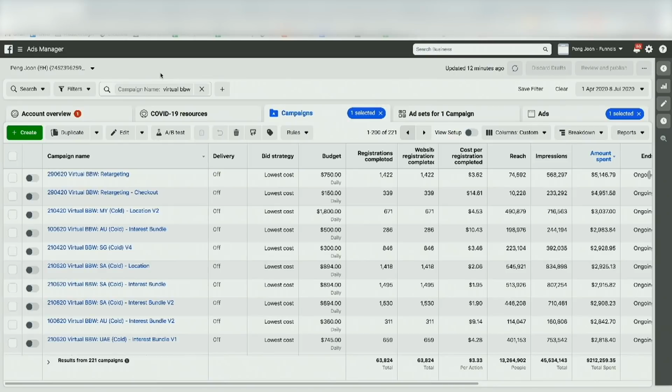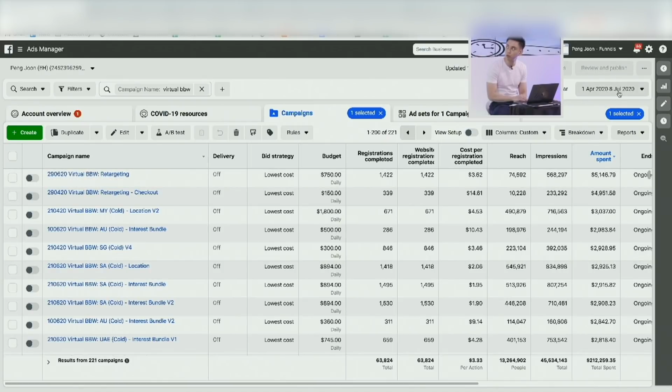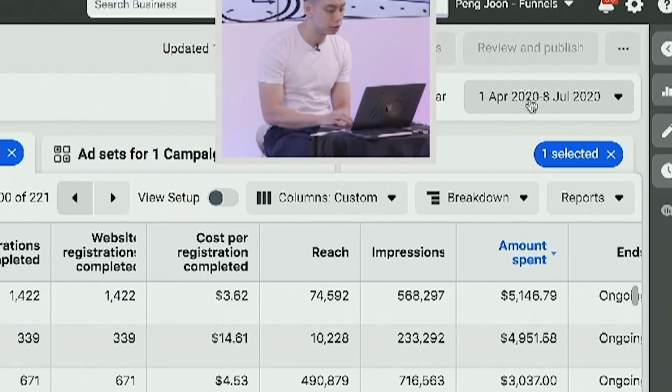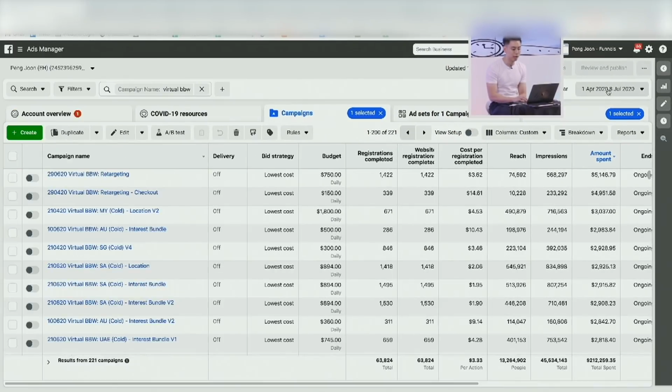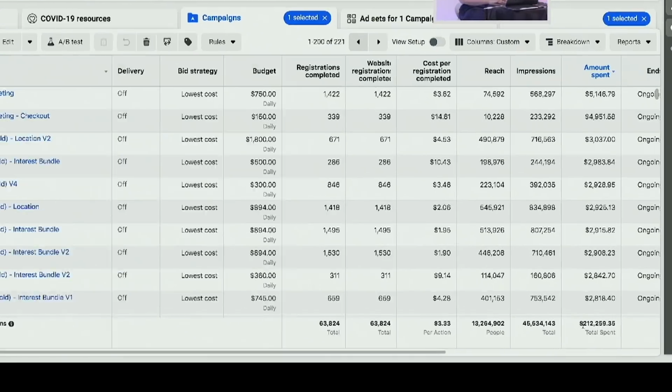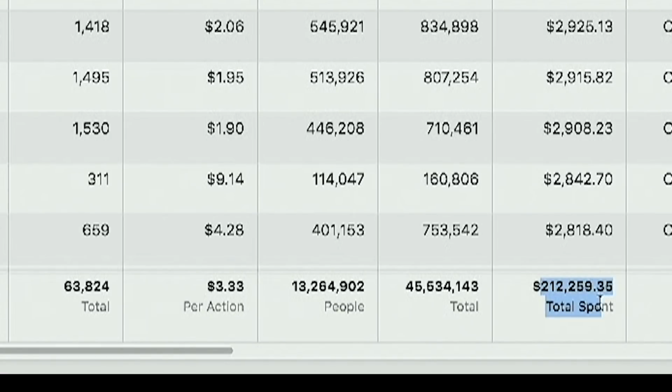I'm going to go into this ad manager and show you this one campaign. It was basically a sales process that we ran from April 1st to the end of July. So this 3 months, April, June, July, in this one campaign, and we run a lot of different campaigns, we spent about $200,000.